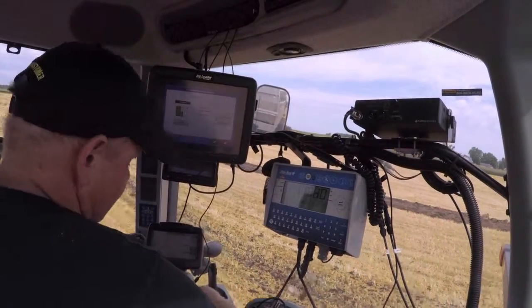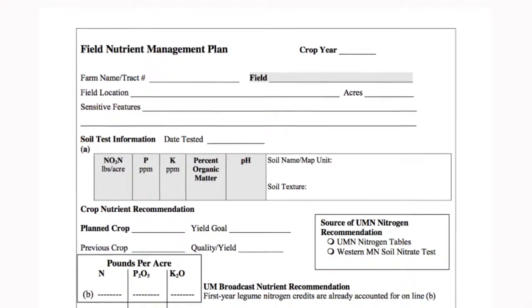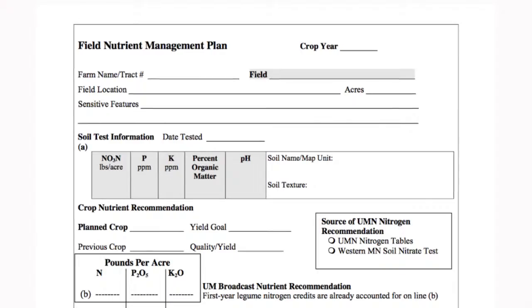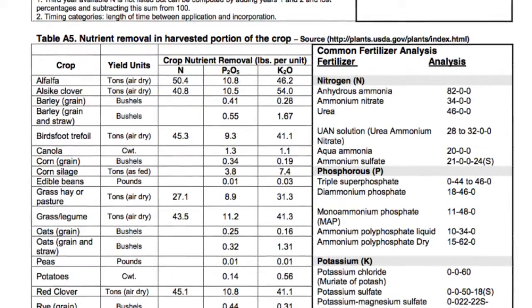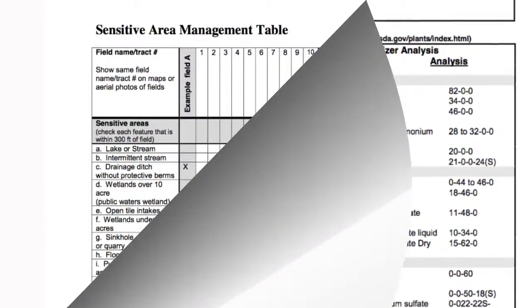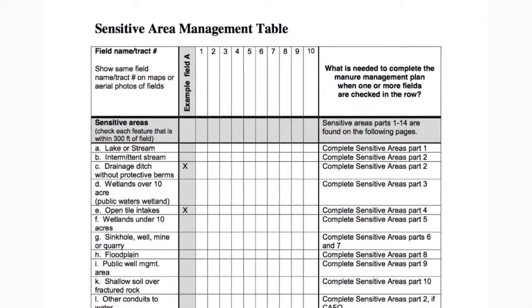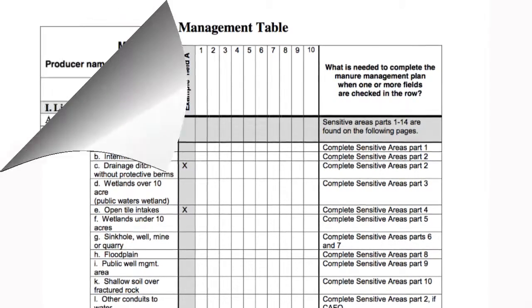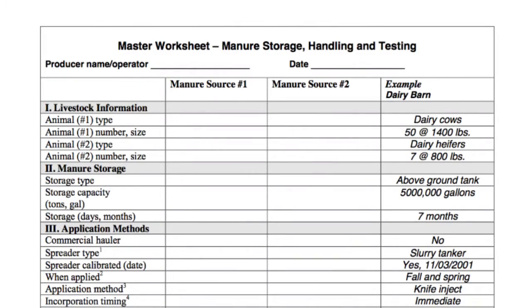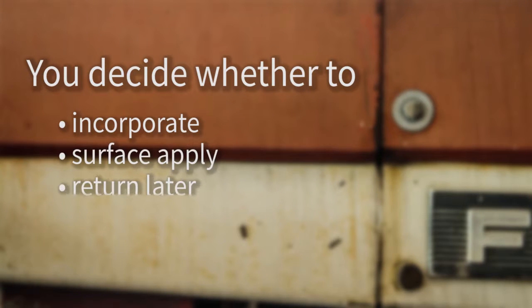The spreader must be calibrated correctly and the applicator must avoid excessive overlap from one pass to the next. As you have already learned, you can prevent over-applying nitrogen and phosphorus by knowing the right amount for the right location. That knowledge, plus recognizing environmentally sensitive features and the required setbacks, will help you apply manure the right way. You will decide whether to incorporate, surface apply, possibly return later to incorporate, or even reject based on changing conditions.